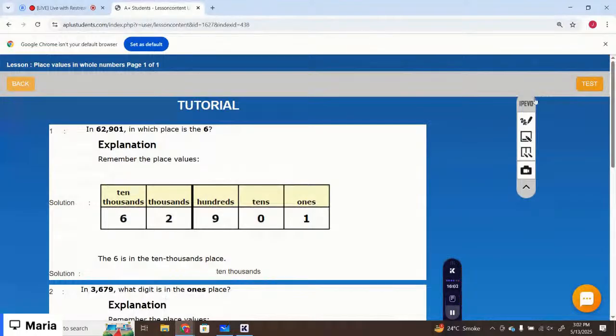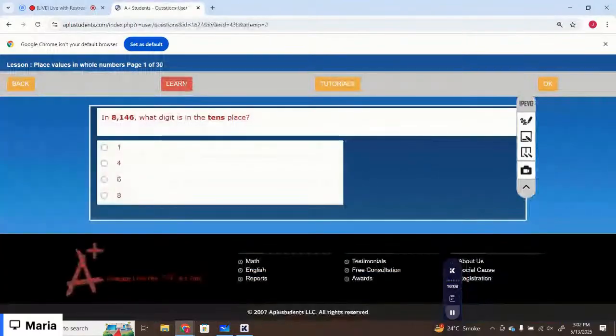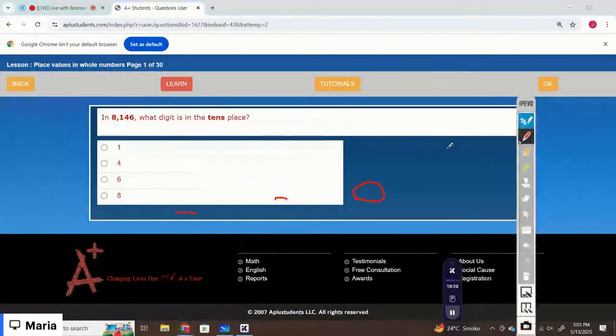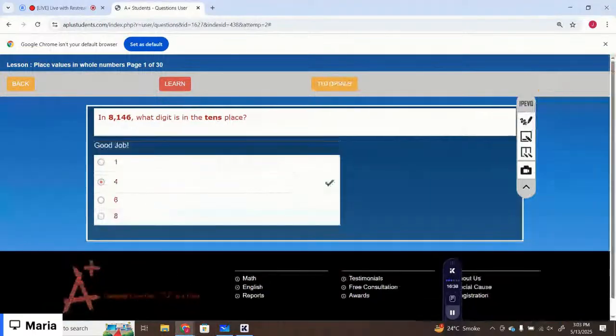Let's just start with the test question. In 8,146, what digit is in the tens place? So just make a place value chart. Ones, tens, hundreds, thousands. So the digit that is at the tens is 4. So the correct option is 4.